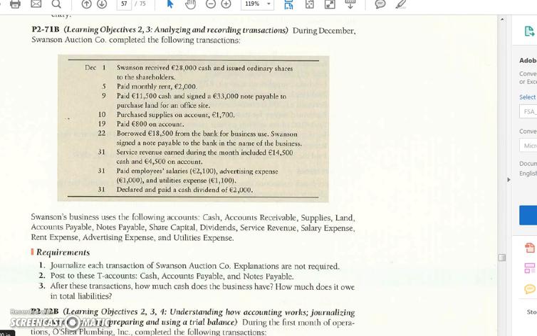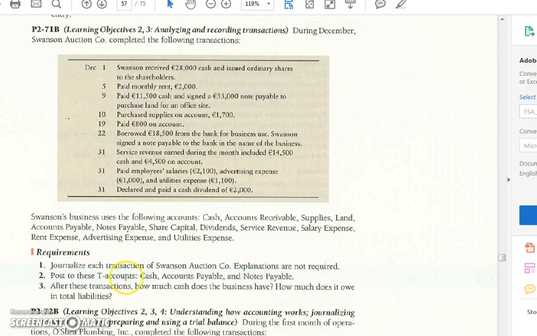And now let's go on to number 71. Number 71, analyze and record transactions. And so what does that mean? It means we journalize each transaction. In this case, no explanations are required, so don't put any explanations.